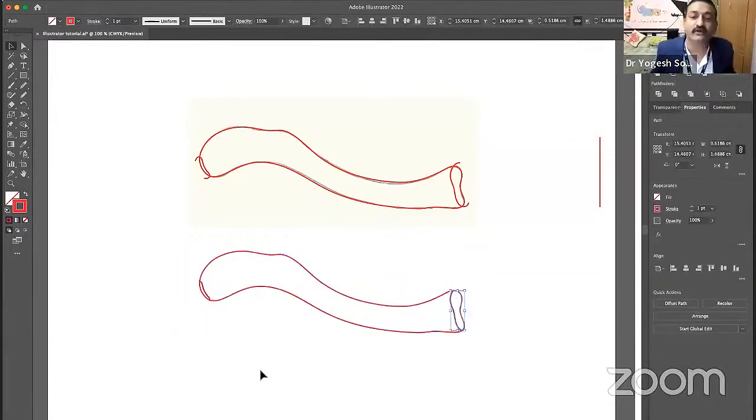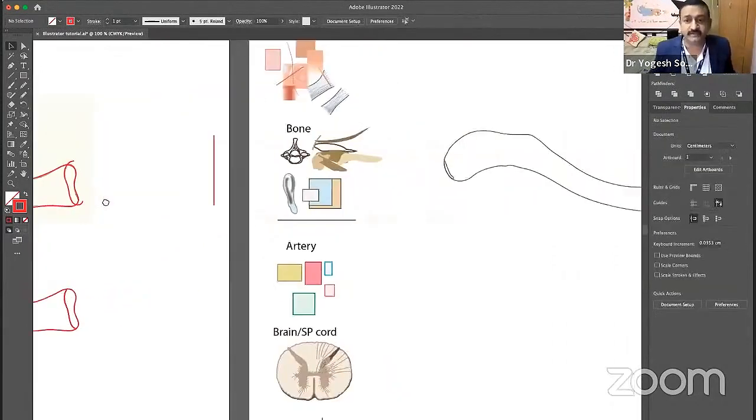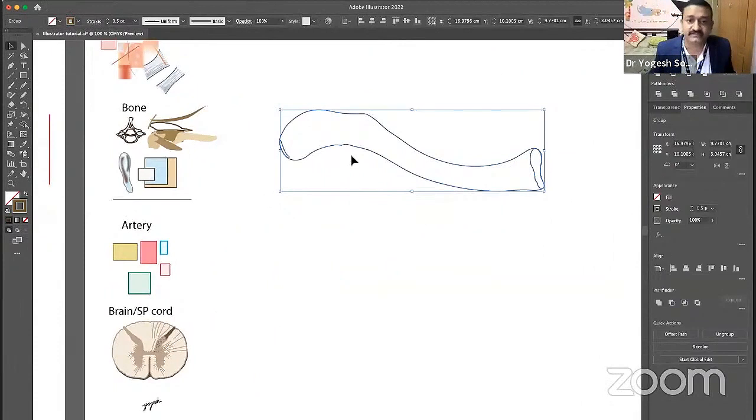Okay, so now we have to fill color in this image. So the same image, suppose I have copied it here. This is the one part.